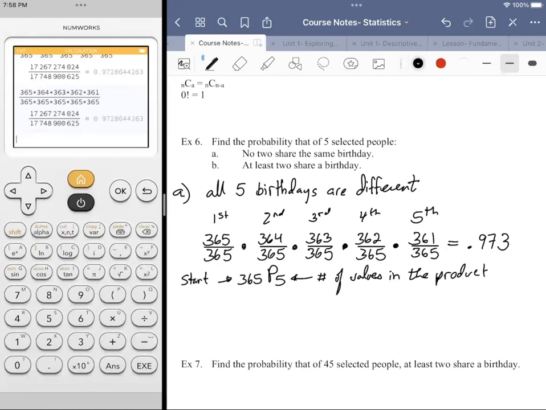All right. Now that would account for the numerator. The denominator is just 365 multiplied by itself 5 times. So I would say 365 to the 5th power. All right. So in the calculator, again, the permutation we get in the toolbox.